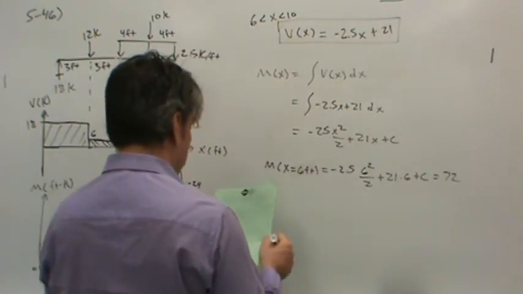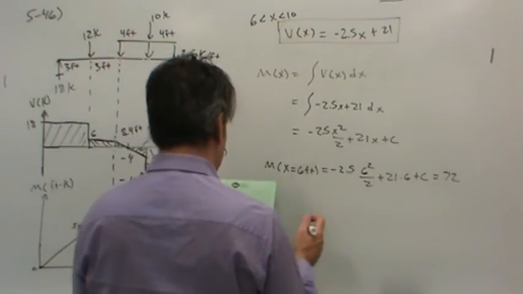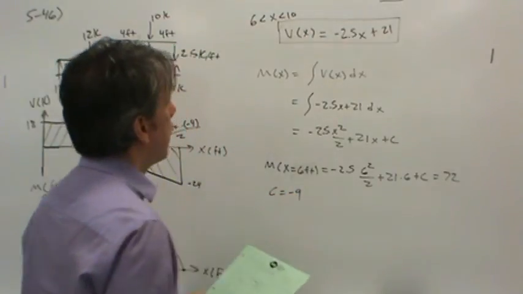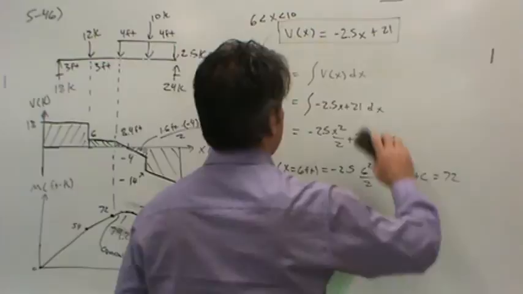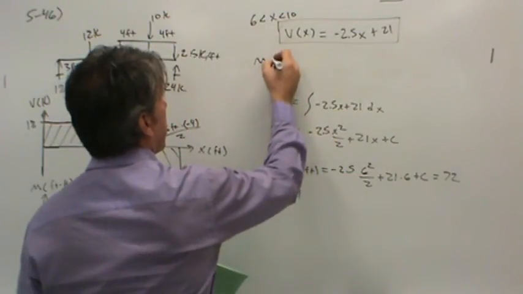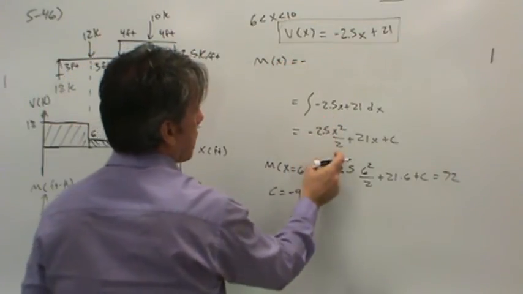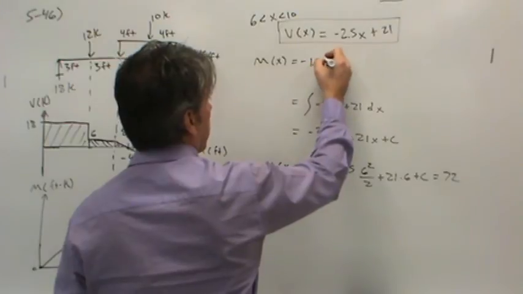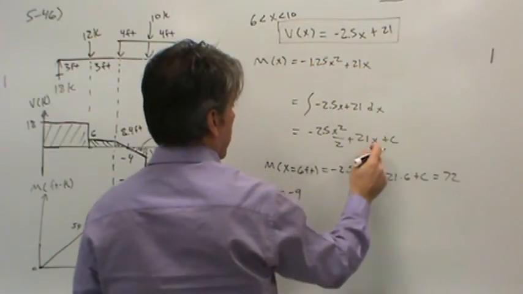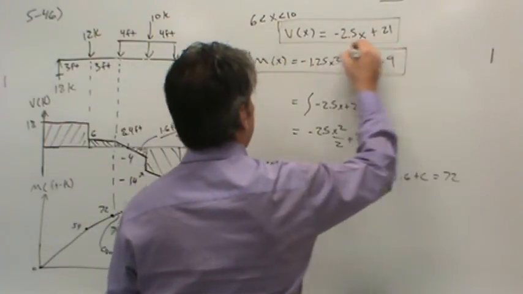So if you solve for c from this, what you'll find is that c is equal to negative 9. Okay, so I'm running out of space. Let me jot down the result up here. So the moment as a function of x is negative, let me simplify this, 2.5 over 2 is 1.25, x squared plus 21x plus c, but c is negative 9. There's the moment as a function of x.